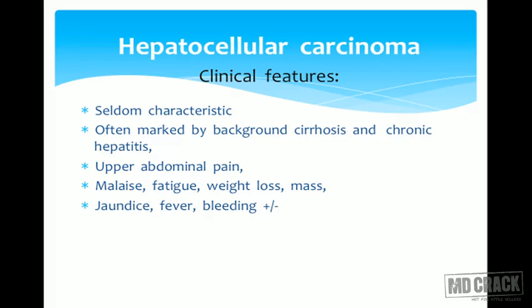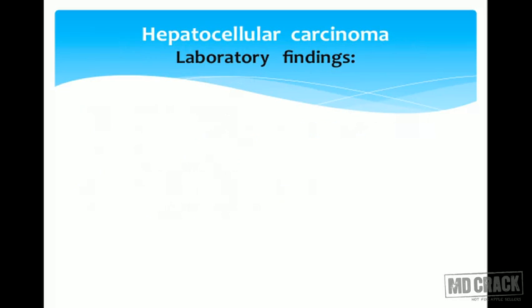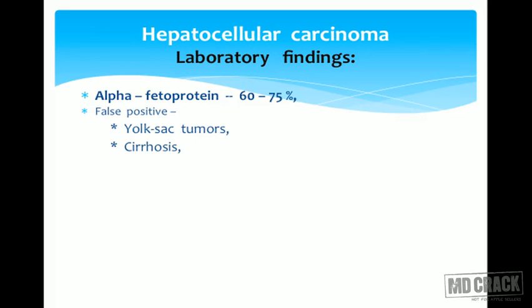Invariably, the patient will have some amount of jaundice. Fever can be there, bleeding may or may not be there, it all depends on how much the liver is damaged. So what you have to do? You have to do the laboratory investigations. The most important tumor marker is alpha fetoprotein. It is raised in around 60 to 75% of the cases. They will have increased levels of alpha fetoprotein.